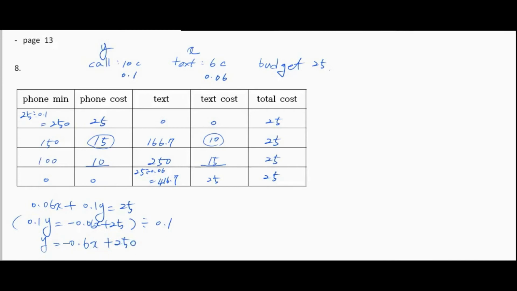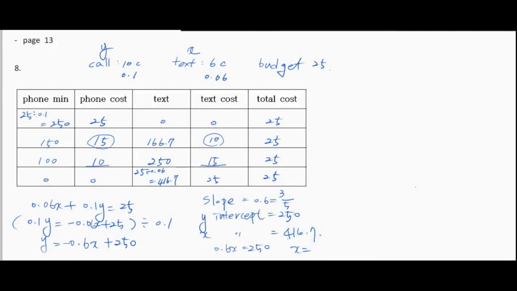And then we should find the slope, y-intercept, and x-intercept of this equation. Let's start with the slope. First, the slope is minus 0.6, which will be minus 3 over 5. And there will be the y-intercept, which will be 250. And for the x-intercept, y equals 0, so 0.6x equals 250. Then x is just about 416.7. And that will be the x-intercept.